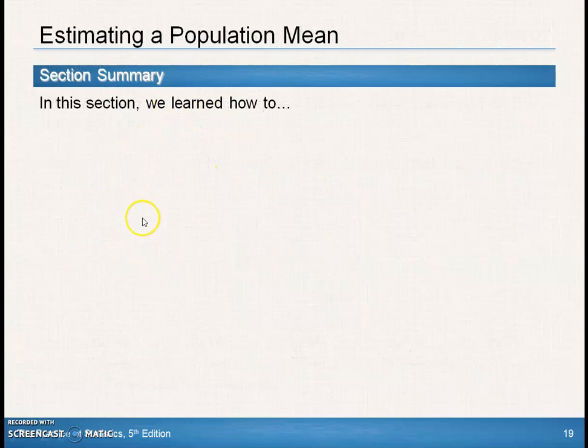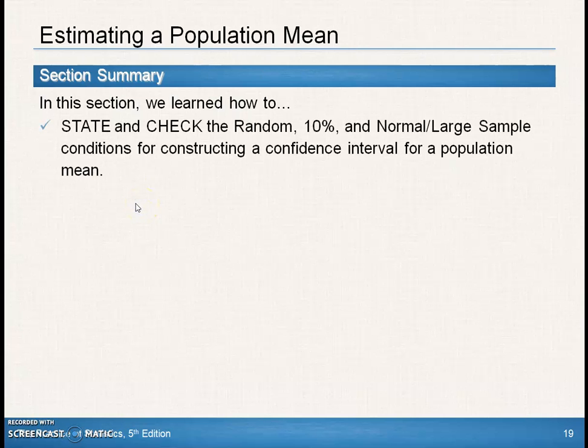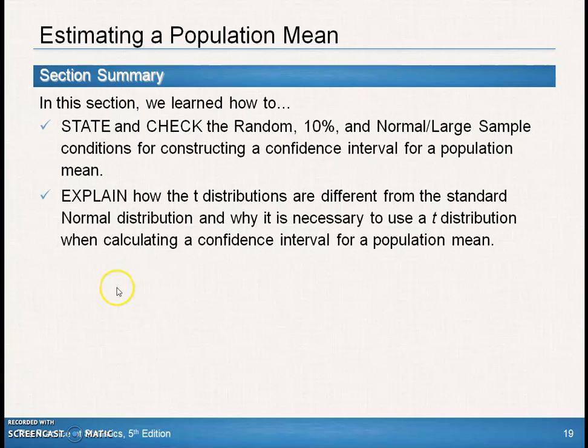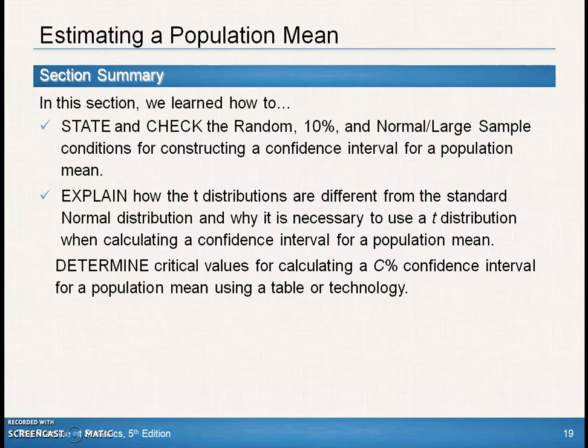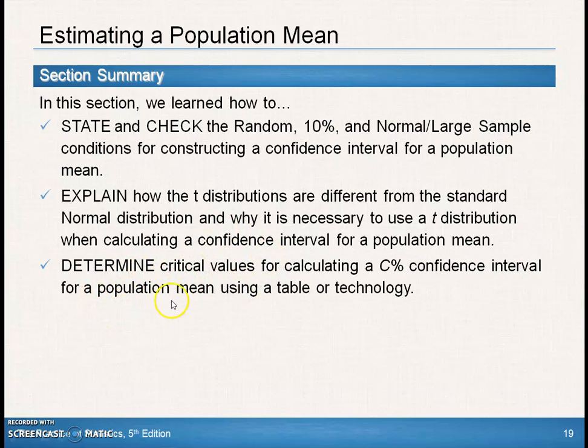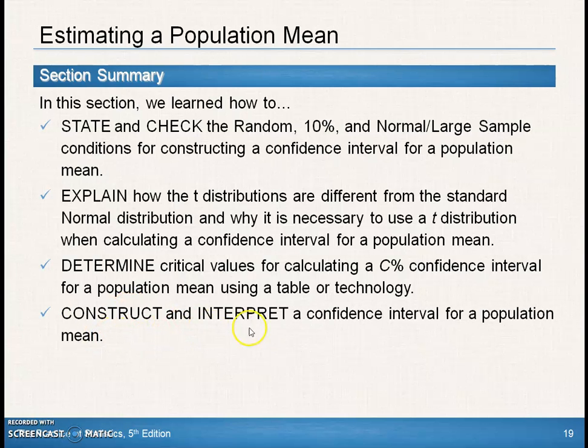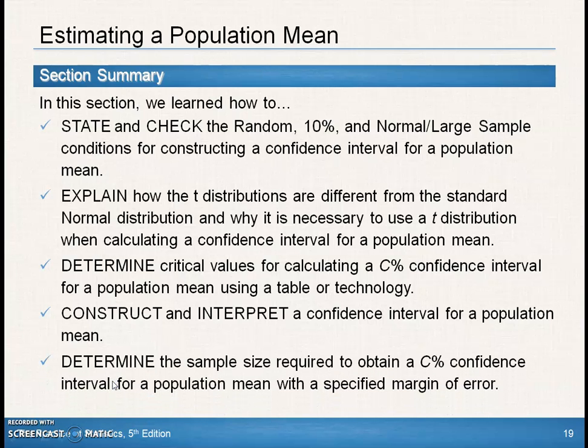So we have estimated a population mean. We know how to state and check the conditions: random, 10%, and normal or large sample, 30, for constructing a confidence interval. Explain how these t-distributions are different: a little wider at the x-axis, they're more spread out. Determine the critical values using the t star. And construct and interpret a confidence interval for a population mean. Then determine the sample size.